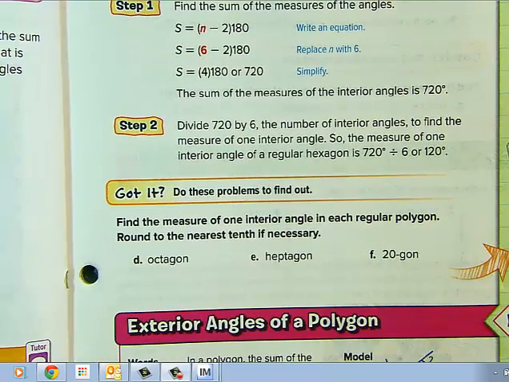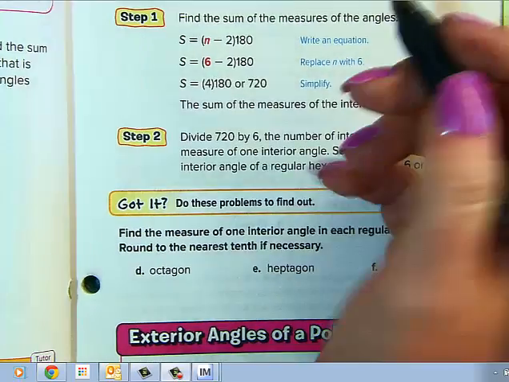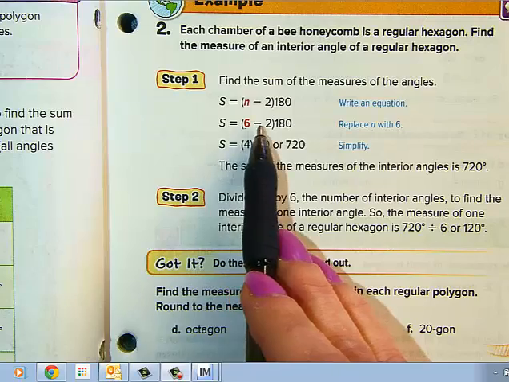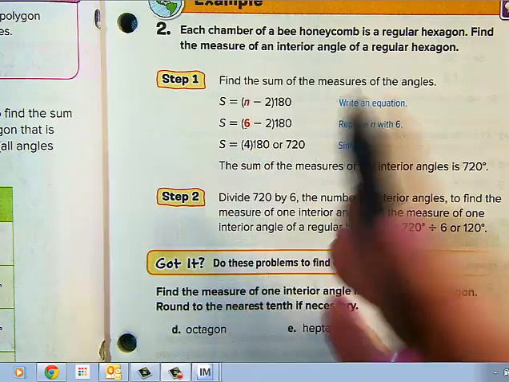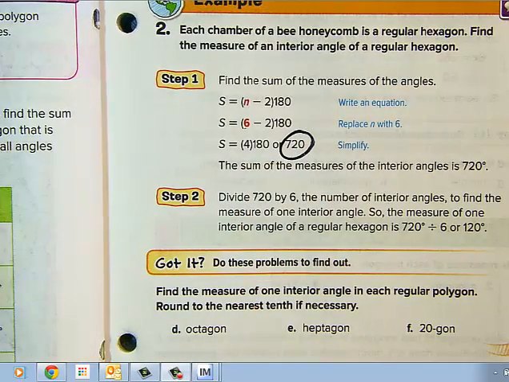Okay? So now let's use this information over here. Well, this says you figure out what the interior angles are. So in this case, they were using a hexagon, a 6-sided figure, and 6 minus 2 is 4. 4 times 180 is 720. This is the interior angles all together.